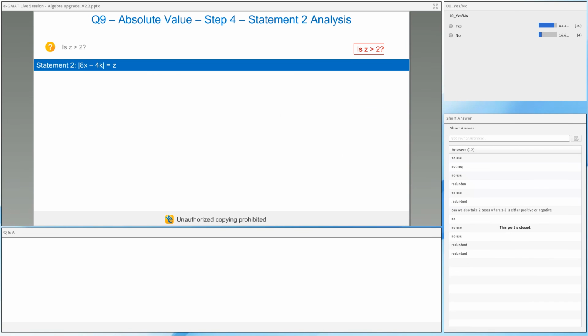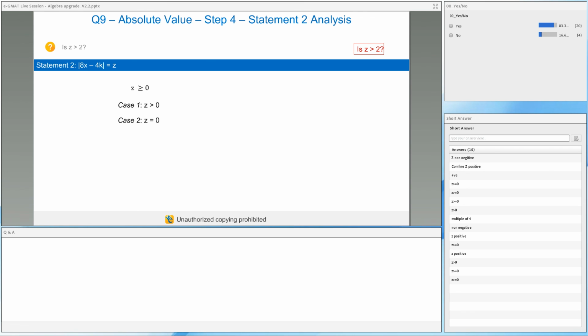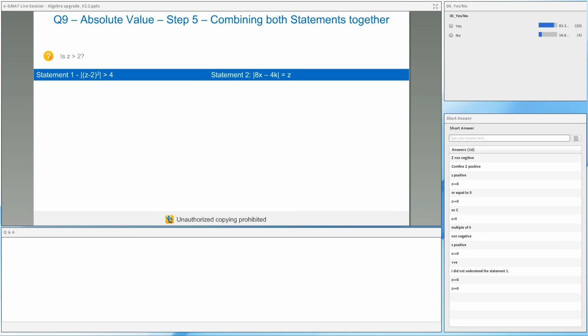Now in this case I've been given that mod of 8x minus 4k is equal to Z. So what can I infer from this? Anyone? What can I infer about Z from this equation? We just discussed it. Absolutely good. Now you can see that you're understanding this. So from this, all we can conclude is that Z is greater than or equal to 0. Since it is a modulus, Z could be greater than 0 or Z would be equal to 0, but I don't know which is the case. Hence, statement 2 is also not sufficient.